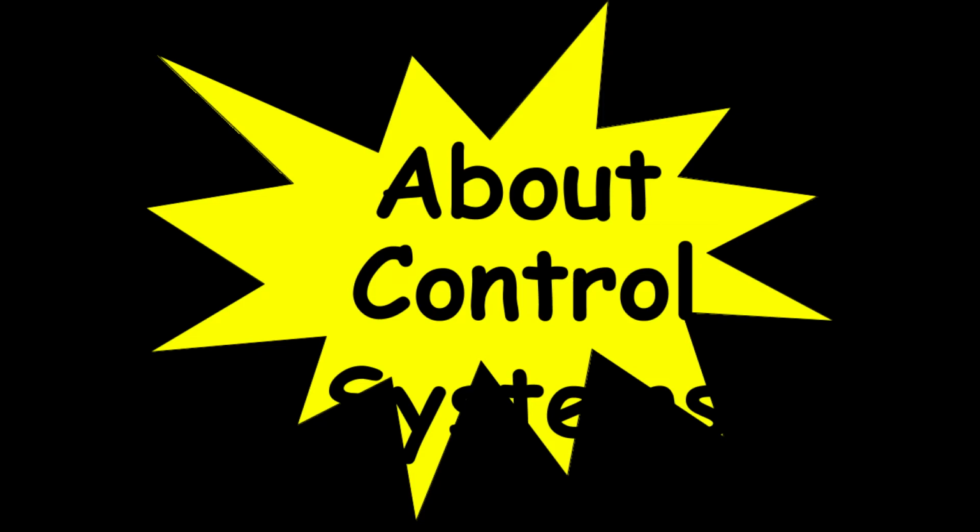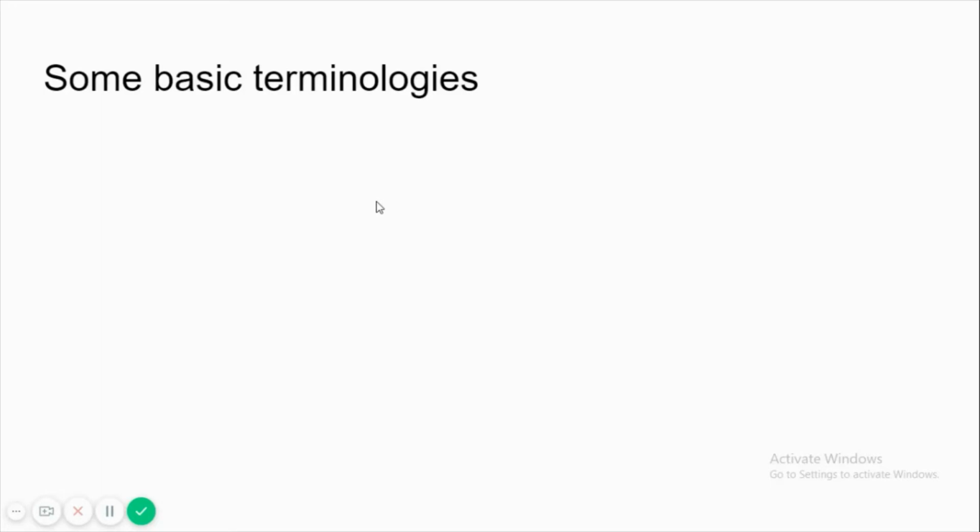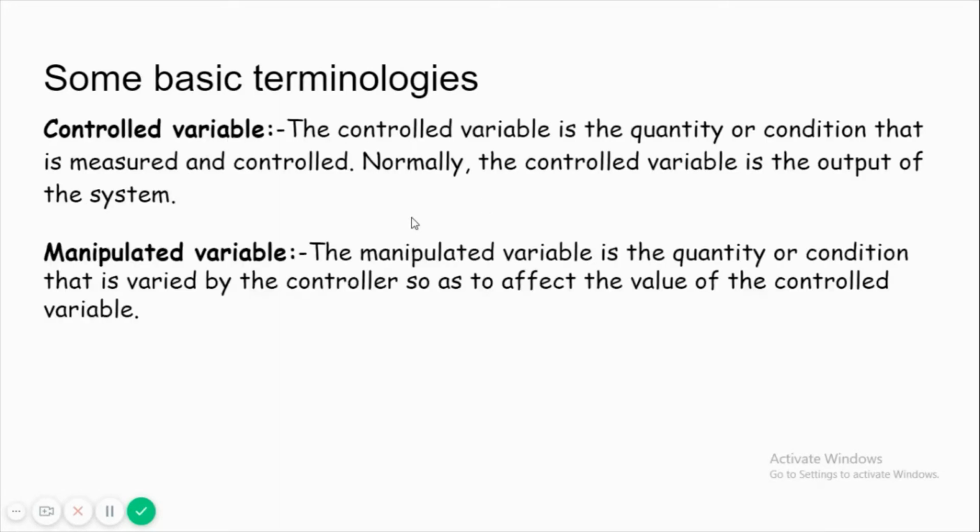Before digging deep into control systems, let us see some basic terminologies which are frequently used in the study. The first one we try to understand is the control variable. Control variable is the quantity or condition that is measured or controlled in a control system. Normally, the control variable is the output of the system. Now, this is a quantity or variable that we want to control in a system.